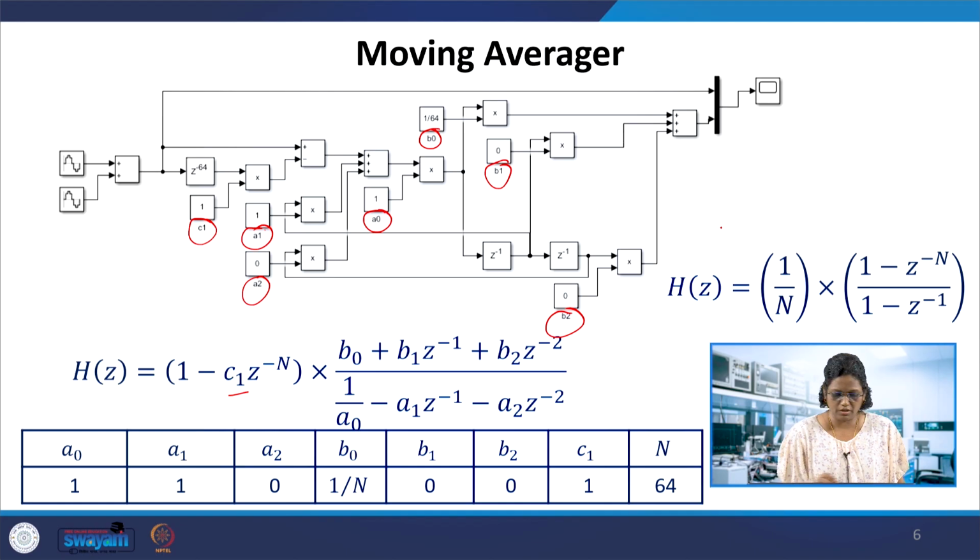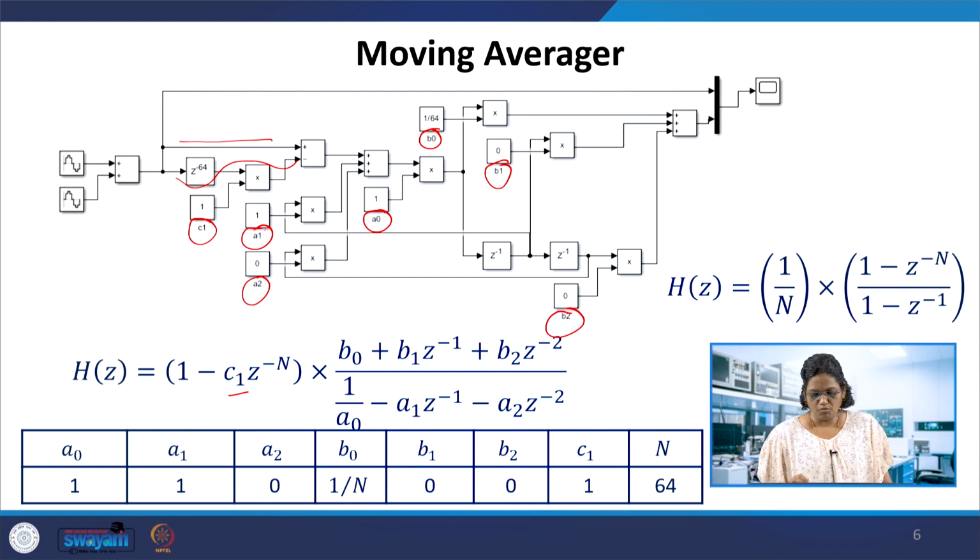So in this case, we have x of n minus x of n minus N with the coefficient c1, and we have this a naught coefficient also, and then delay it once, and then delay it again, so we have b0, b1, b2 multiplied. This is giving the forward path. And then we have this feedback path which is going to a1, and a2 also is getting the feedback path here.